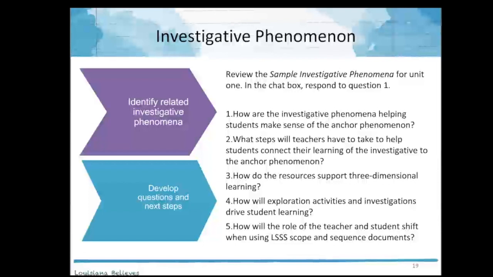phenomenon. As you are looking at these 5 examples, I want you in the chat box to respond to question number 1. How are the investigative phenomena helping students make sense of the anchor phenomenon? And I'm going to give you about 2 minutes to review all of those, respond in the chat box, and then we'll go on to the next portion of developing questions and next steps.